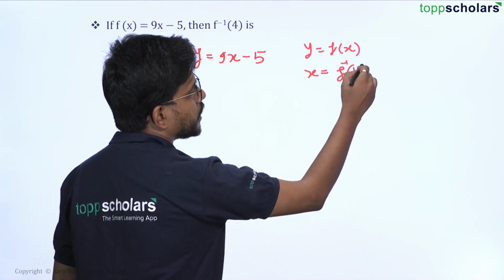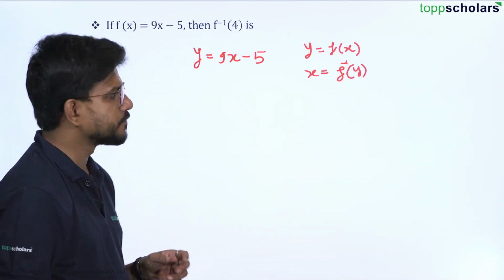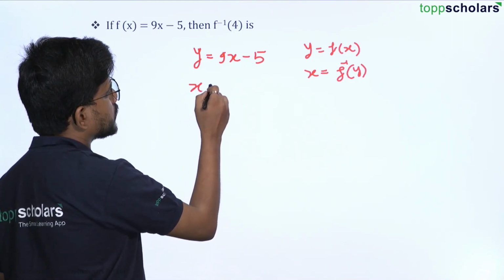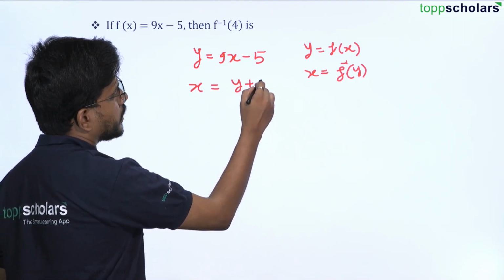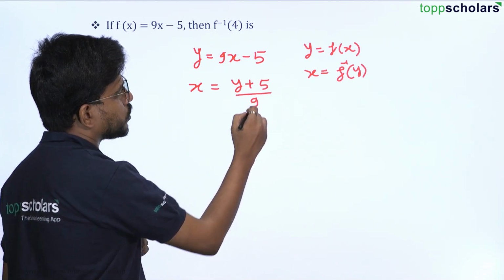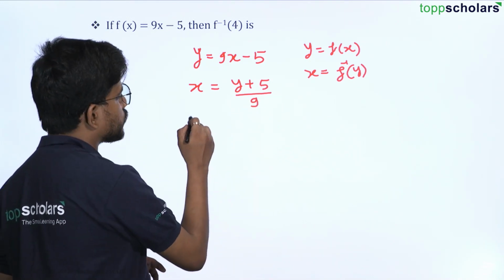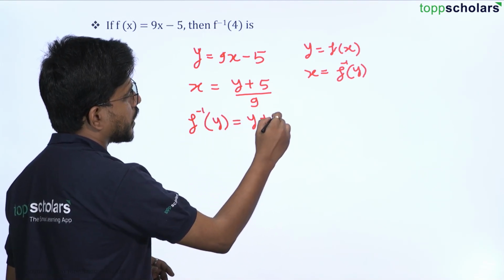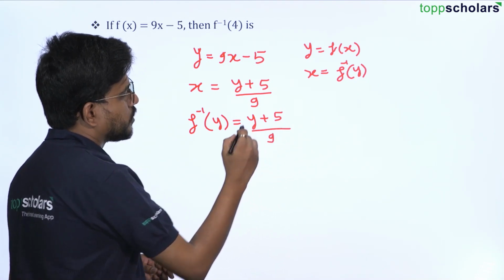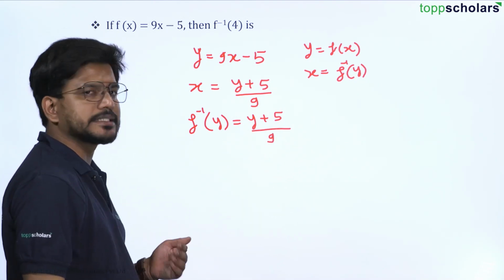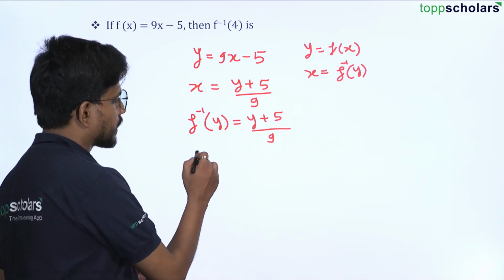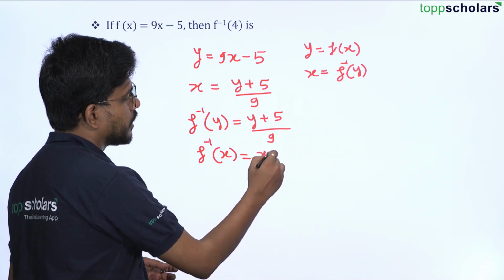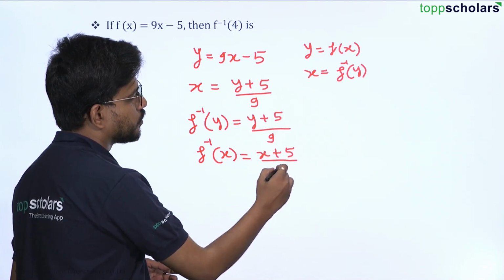Simple. So, what we need is the value of x. So, I have right now y is equal to 9x minus 5. So, I can say that x is equal to (y plus 5) divided by 9. So, the value of x is what? f inverse y. So, I have f inverse y is equal to (y plus 5) the whole by 9. Now, I can replace the dummy variable with any variable that I want. So, replacing y by x, I will get f inverse x is (x plus 5) the whole by 9.